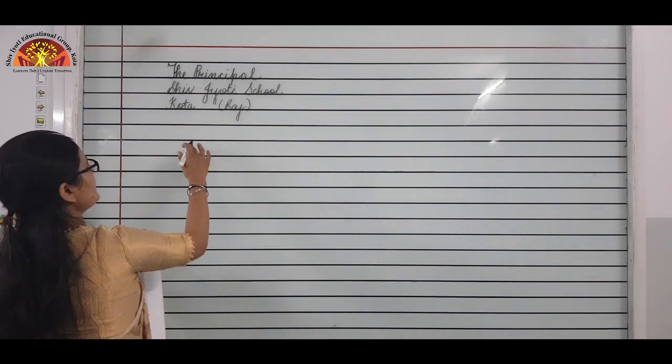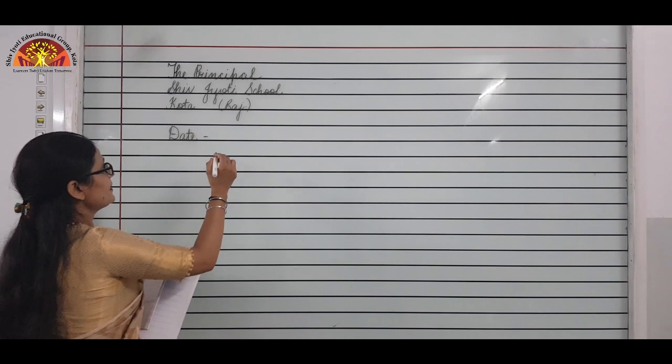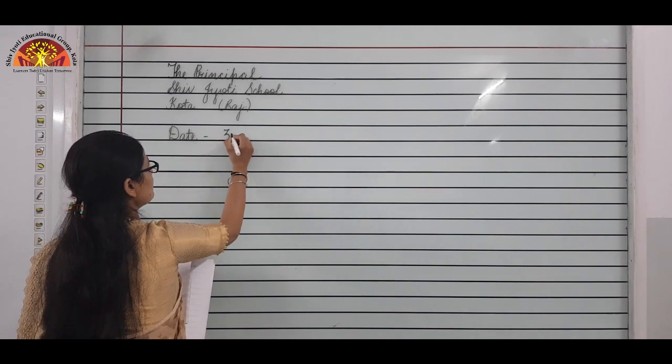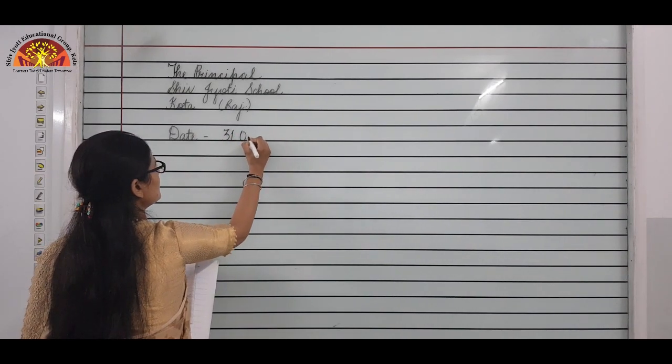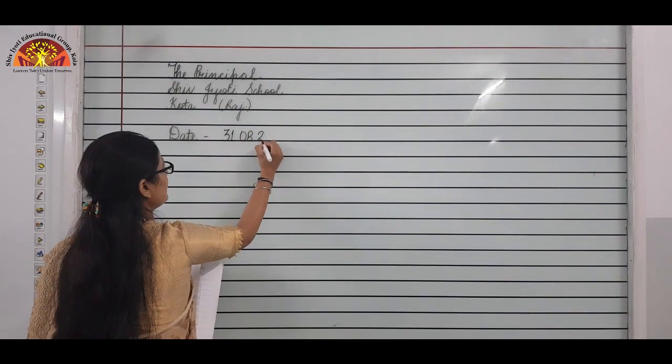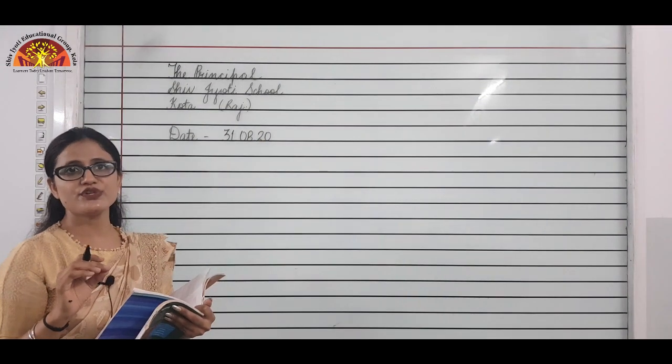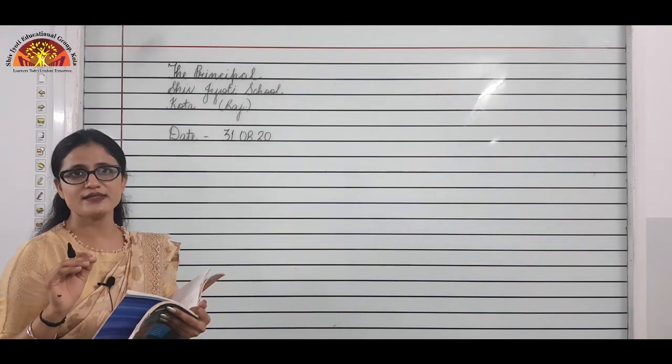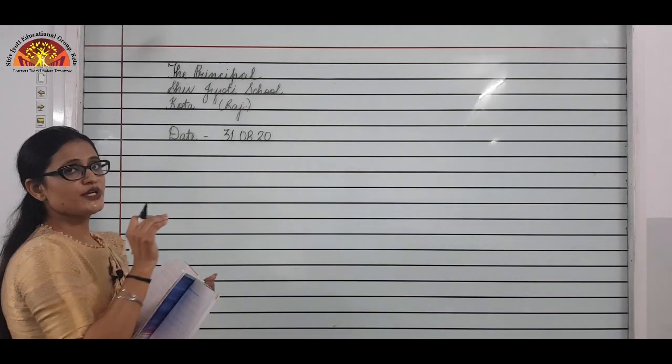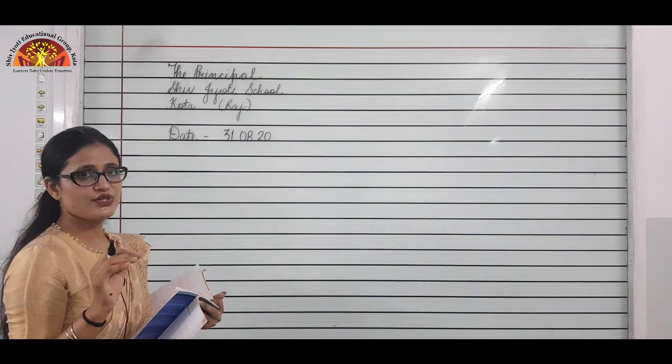After it, leave one line and then write the date, that is 31st of August and then the year, like this. Till here you need not use any punctuation mark. As you can see, I have not used any punctuation mark, no comma is there. So, you also need not use any punctuation mark.